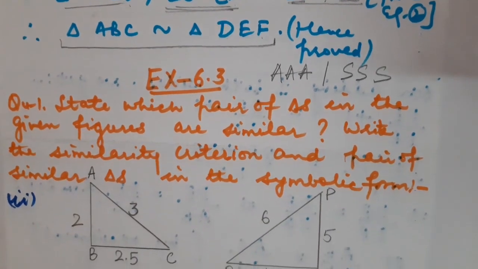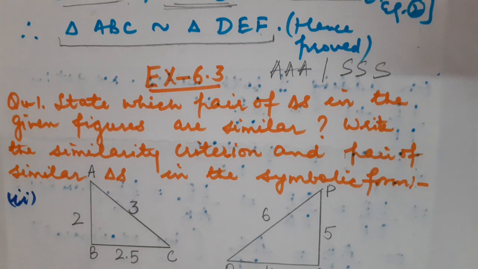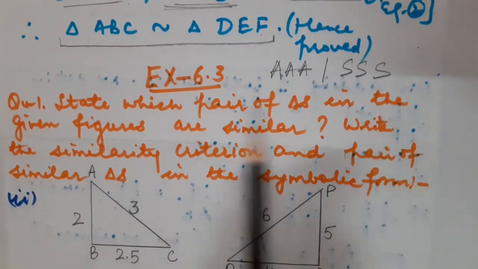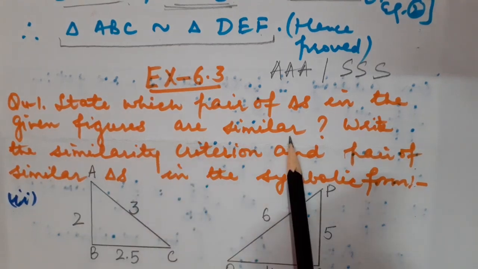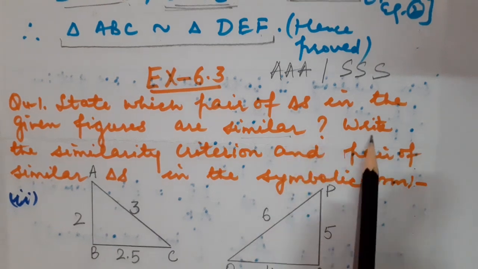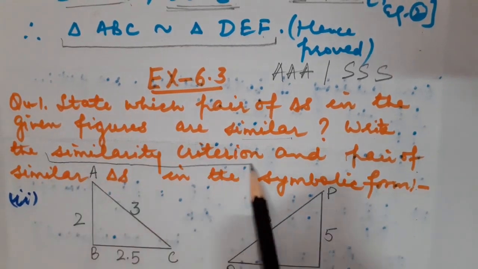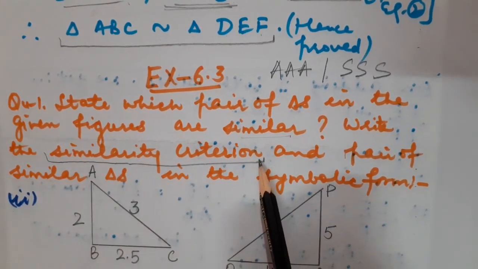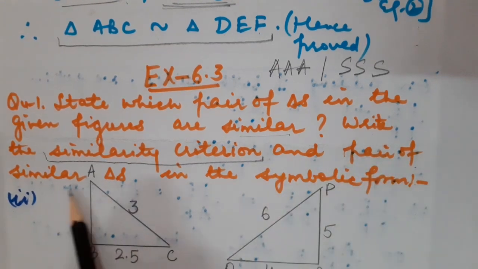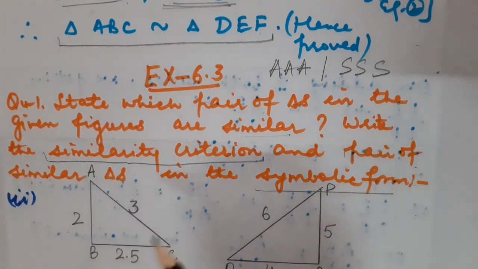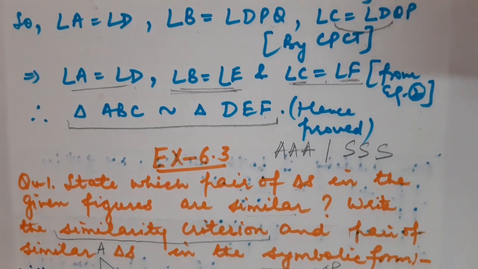Now, this is exercise 6.3. Question number 1, second part. State which pair of the triangles in the given figures are similar. First of all, we have to prove the given pair of triangles similar. Write the similarity criteria, of course, which criteria you are going to use to prove both the triangles similar. That criteria also you have to specify. And the pair of similar triangles in symbolic form also we have to write.